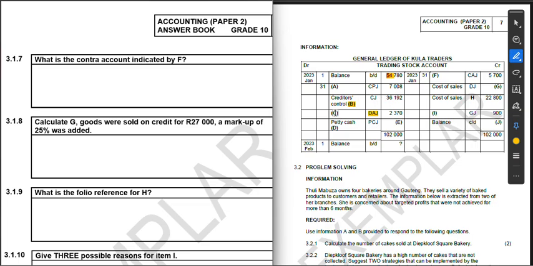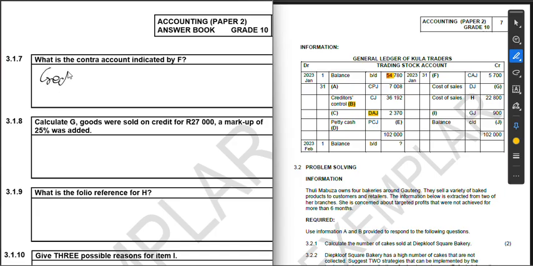It says here, what is the contra account indicated by F? Now let us look at F. F, it says CAJ. So what is the contra account indicated by F? This, ladies and gentlemen, is going to affect our creditors because we are returning goods back to the creditors. Since we got goods from them and we are returning them, it's going to have a negative effect on our creditors. So this is going to be creditors control. F is simply going to be creditors control.